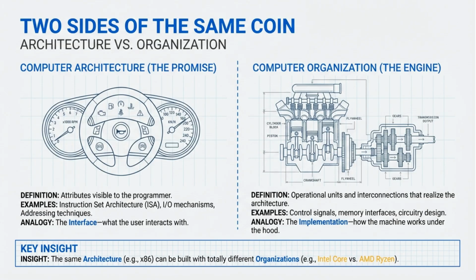Computer architecture and computer organization are two sides of the same coin. Computer architecture represents the promise made to the programmer. It defines what is visible at the programming level, such as the instruction set, input-output mechanisms, and addressing modes. In simple terms, architecture is the interface the programmer interacts with.